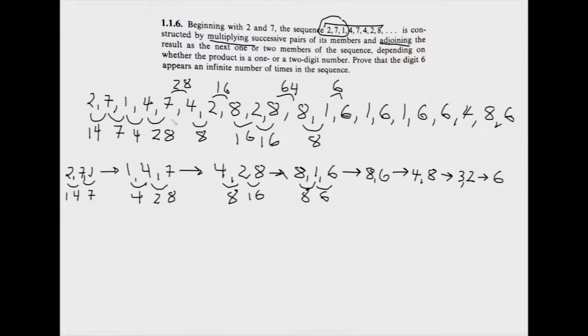Let's look at the next three digits. 1, 4, 7. Let's see what those generate. Okay. So 1, 4, and 7.